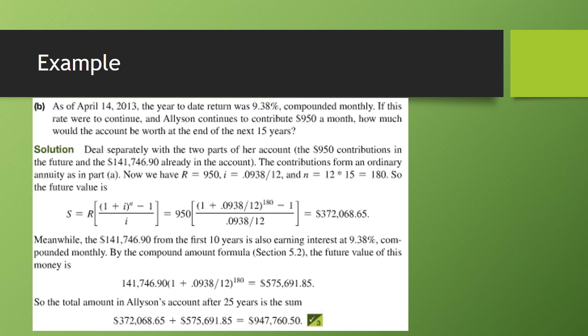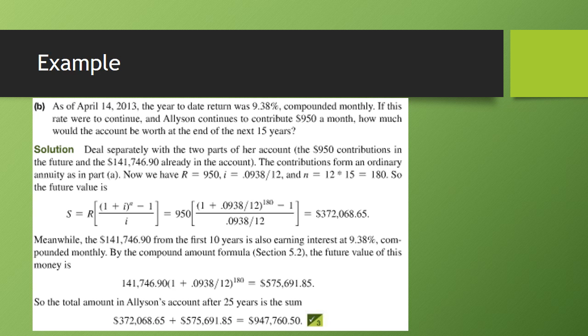So here's what we have. R is $950. She's still doing $950. The interest going forward from now for the next 15 years is going to be 0.0938 divided by 12, and N will be 12 times 15, which is 180. So what we're figuring out right now is, just for what she starts contributing now until the end of the next 15 years at this new interest rate, what will she have?